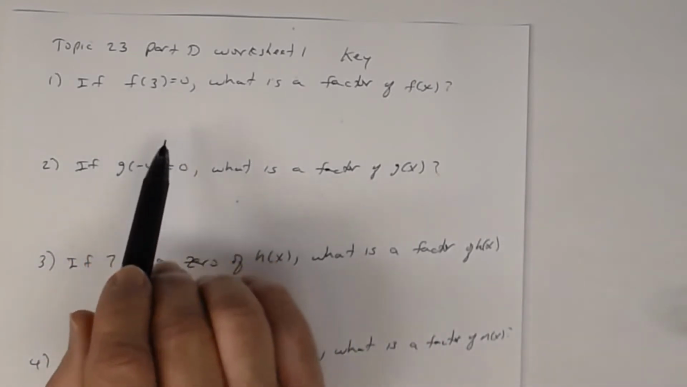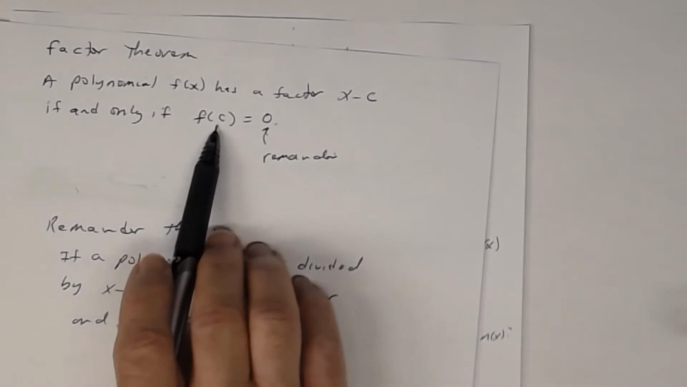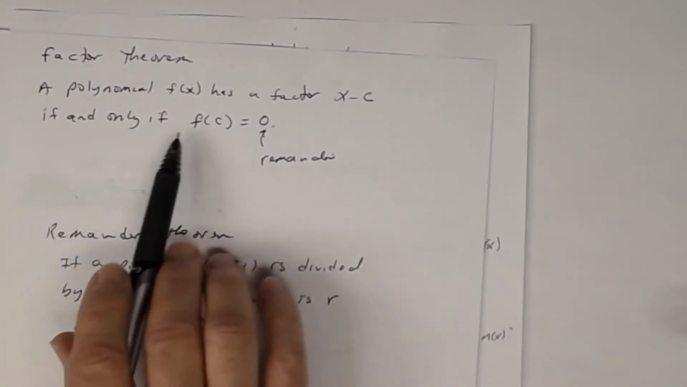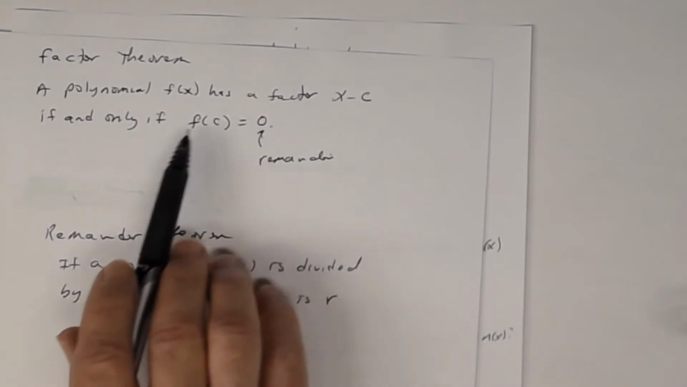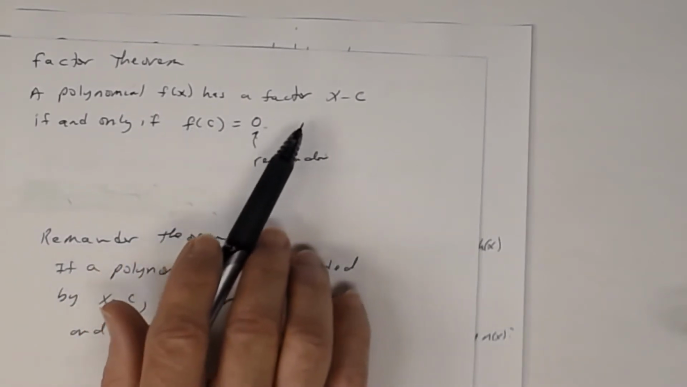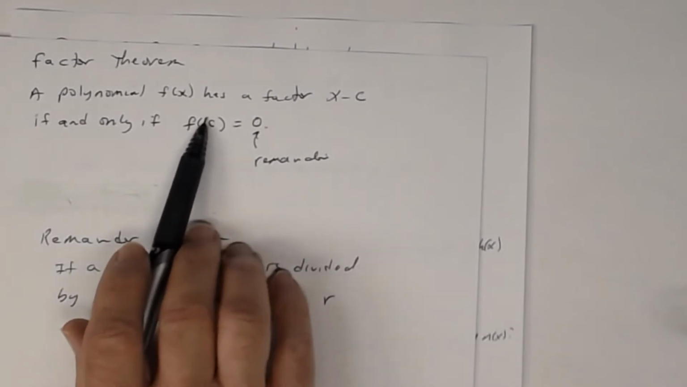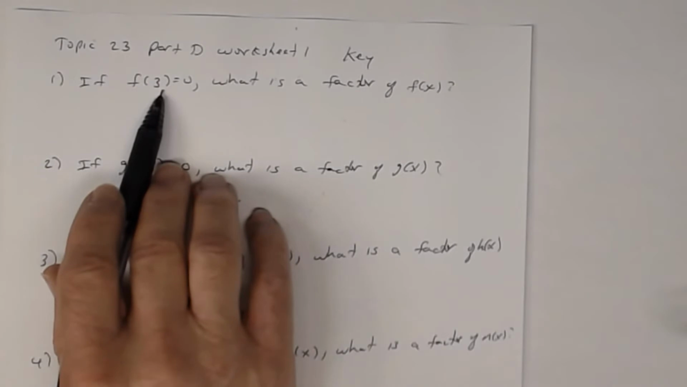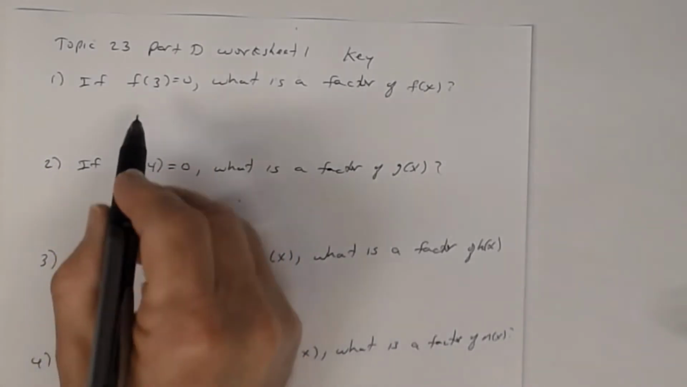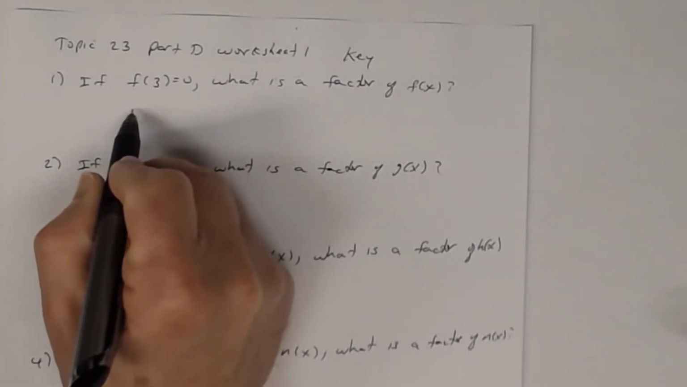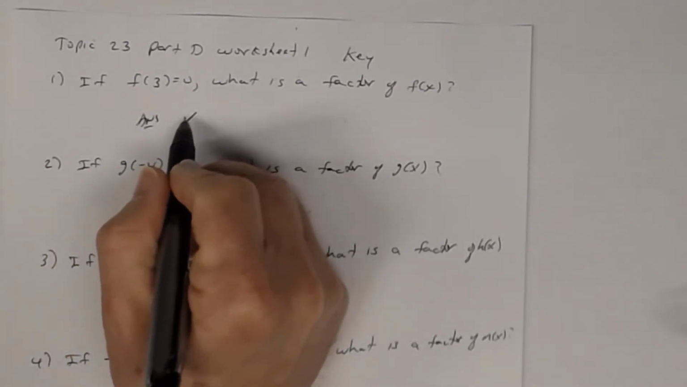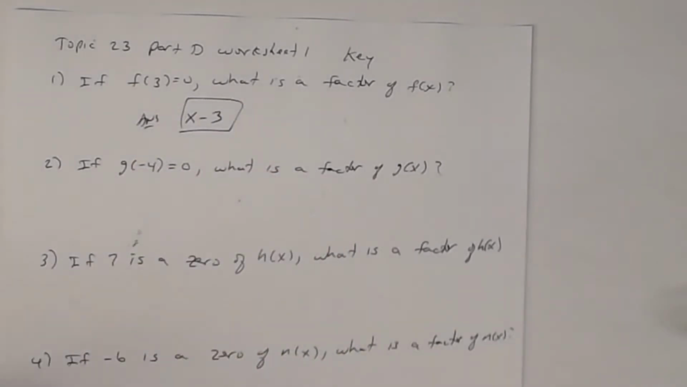Well, according to the factor theorem, if f of c is equal to 0, see that if and only if, then I can go backwards as well. If f of c is equal to 0, then a factor has to be x minus c. So you see right here? So f of 3 is equal to 0, so c is 3 here. So then a factor, according to the factor theorem, one of the factors has to be x minus 3. And so that's your answer. So one of them is x minus 3.